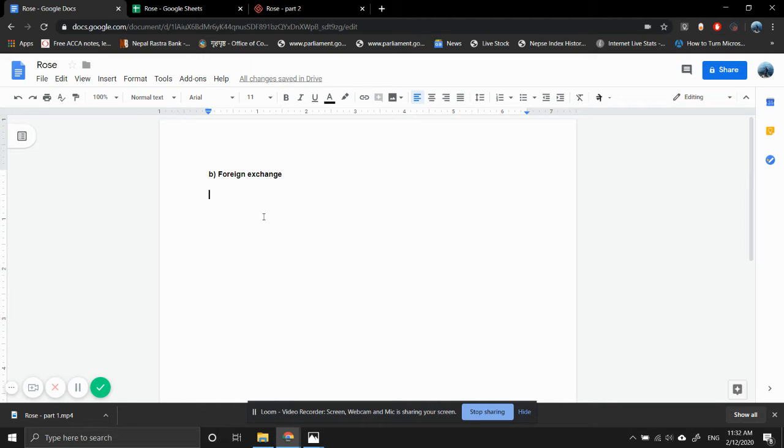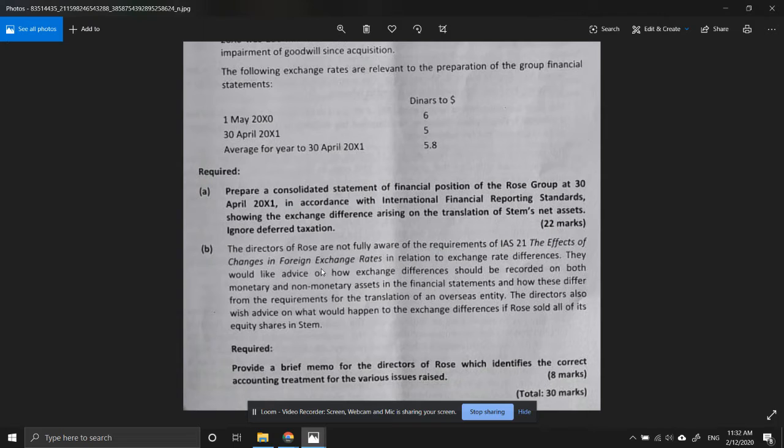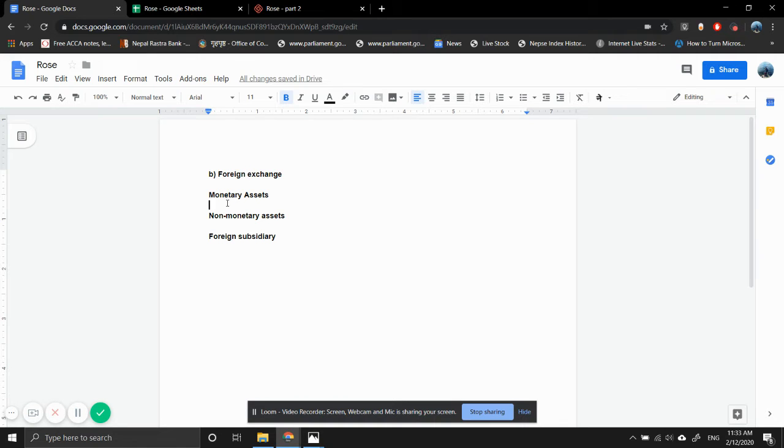Right, so let's explain by telling them. The things that we need to explain are basically monetary assets, non-monetary assets, overseas entity, right? Monetary assets, non-monetary assets, and foreign subsidiary. So let's explain with monetary assets.